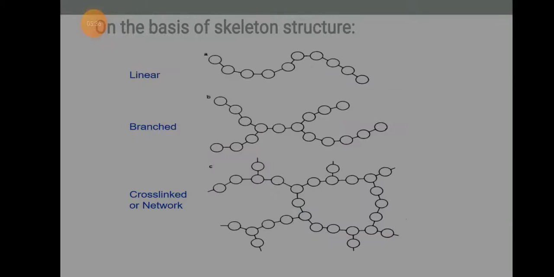Okay, now coming to the basis of skeleton structure. Three types of polymers are known. One is the linear, number one, and you can see the picture. That's why I have taken some pictures so that you can easily get this point. The second is the branched one, where one or two branches, three branches, even four branches can occur in the polymer. And the third one is the cross-linked or network system.